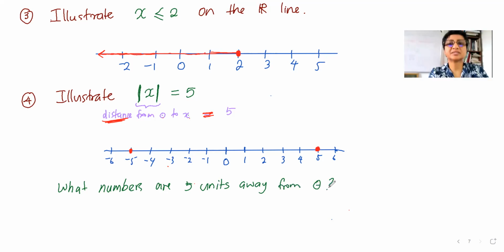Wait. Miss, can units also mean steps? Like how many unit steps? One unit means this distance. This is 1. Yeah, the unit means that. Can it also mean steps? No. Okay.